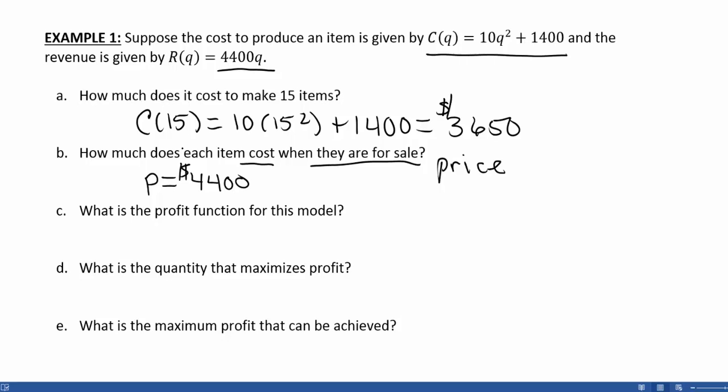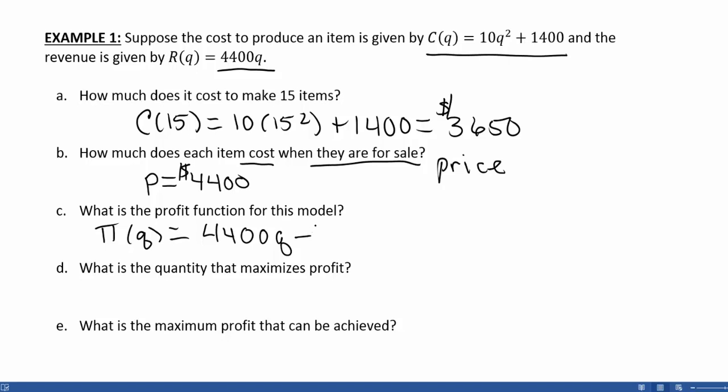Part C. What is the profit function for this model? So remember, profit is going to be revenue minus cost. So that means here, I'm going to take my revenue equation minus my cost equation. Now, my revenue equation only has one term, 4,400Q. It's all one term, the two things multiplied together.